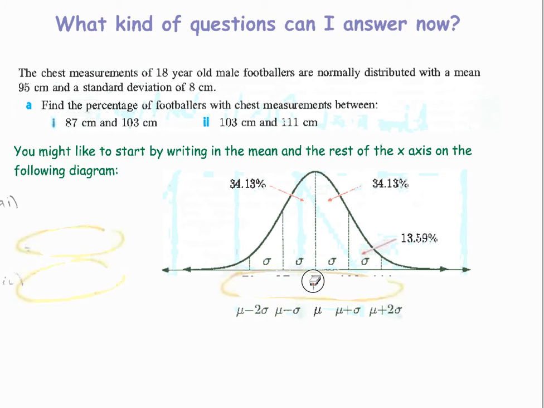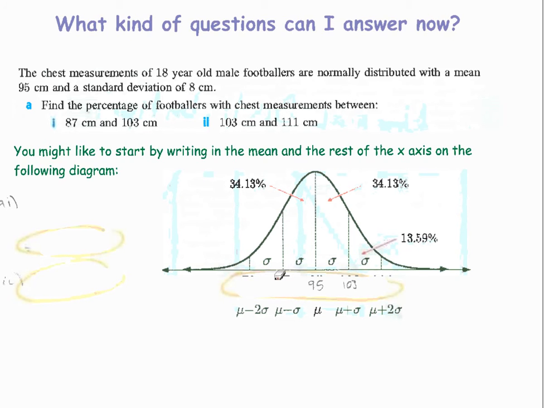So see, 95 centimetres should be here. There's a standard deviation of 8. So the mean plus 1 standard deviation, think of what's 95 plus 8. Yep, it's 103. Then the mean minus 1 standard deviation must be 95 minus 8. What's 95 minus 8? Yes, you're right.